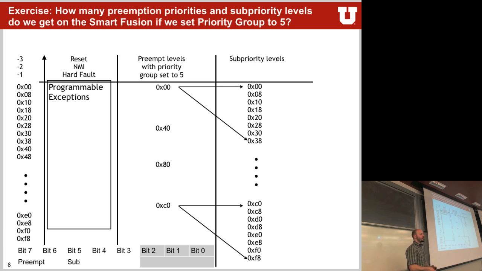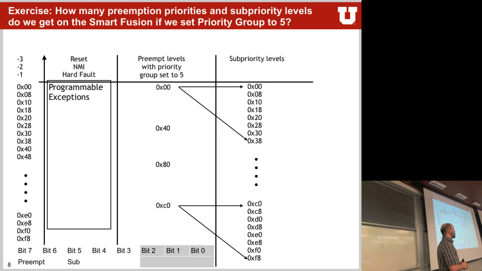So what was the purpose of the sub-priority level again? They can't preempt each other. They can preempt each other, but it will tell you the order at which they will be executed in case they're pending, which is something that we will talk about in a second.